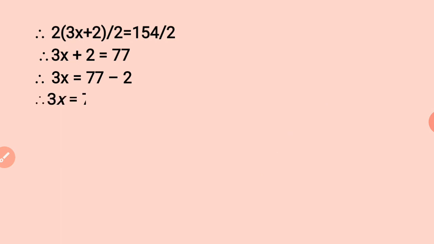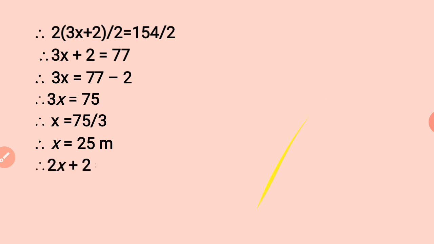So we have divided both the sides by 2 and we get the statement as 3x plus 2 equal to 77. Plus 2 moves on the next side, becomes minus 2. So 3x equal to 75. 3 is multiplied by x, so on the other side it is divided. So x equal to 25 meter and this is the breadth.